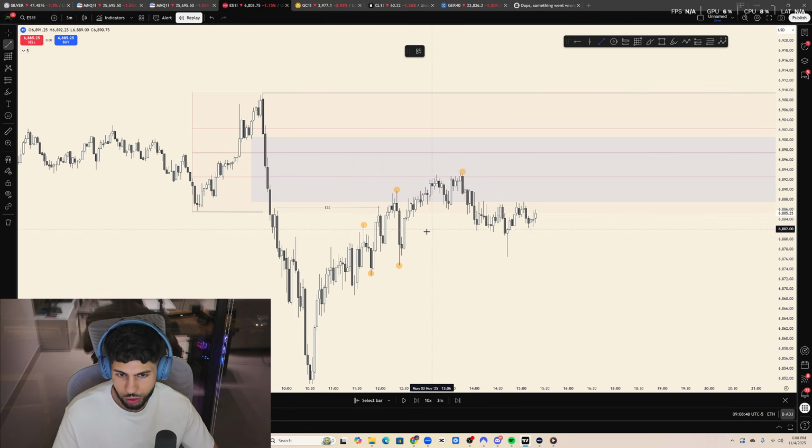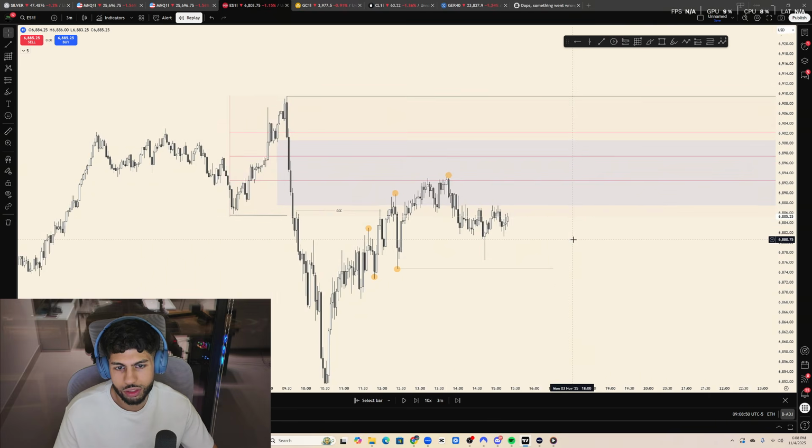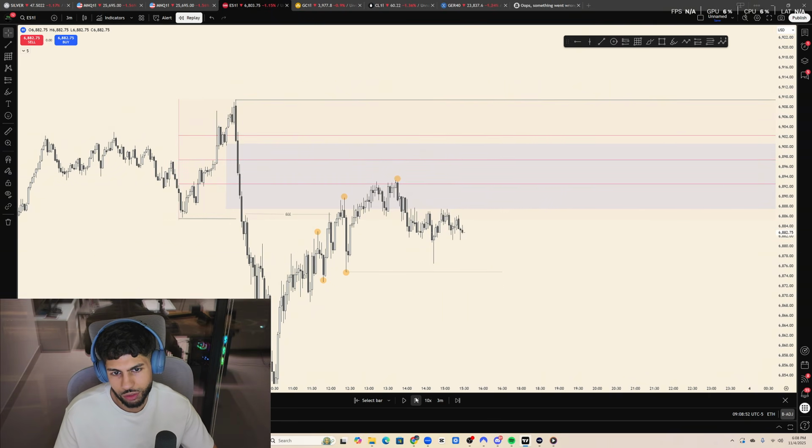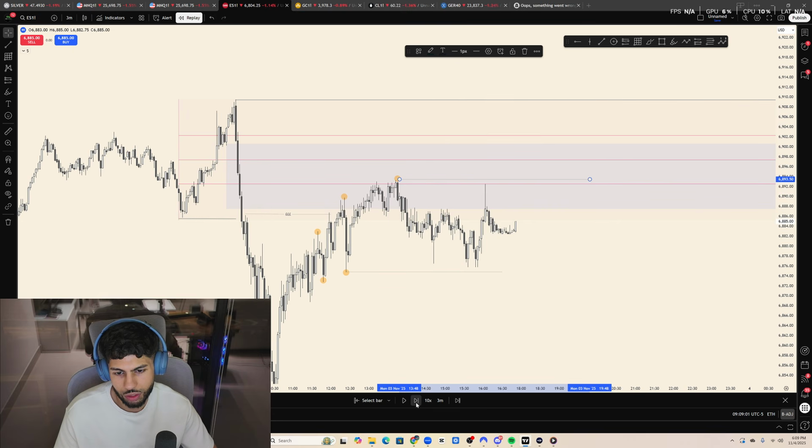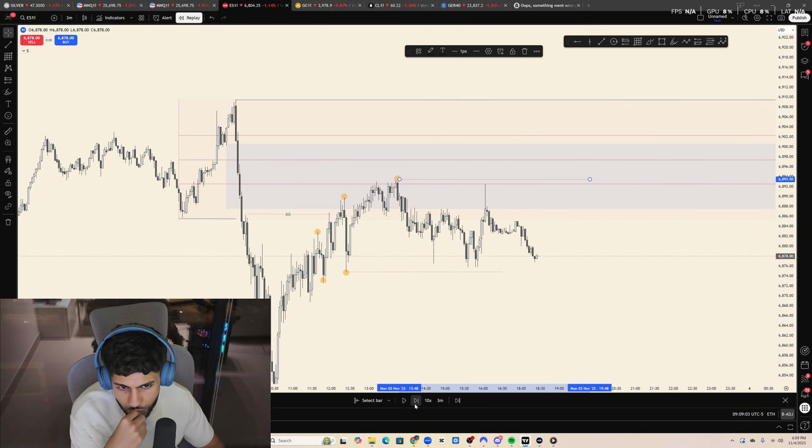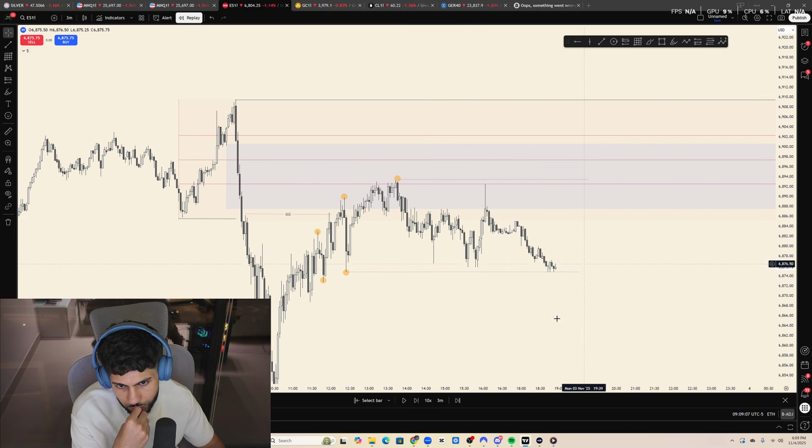I need a close below here to tell me that price is now shifting. I haven't got it yet. We're still ranging between this low and this high. Come on, come on. Boom.